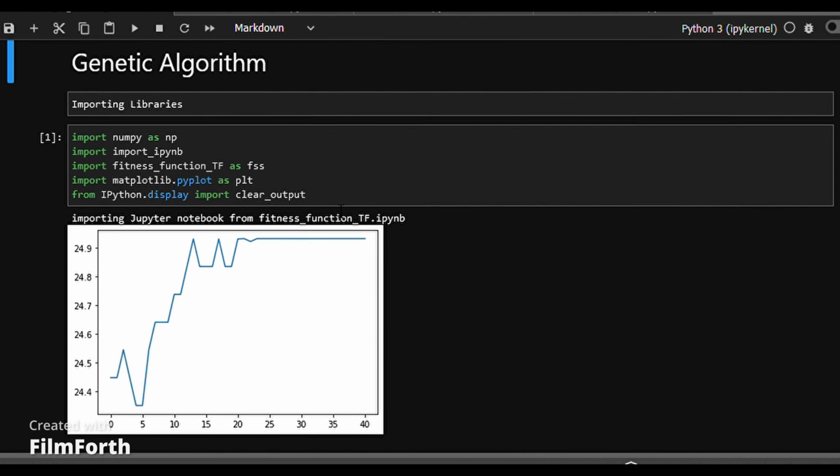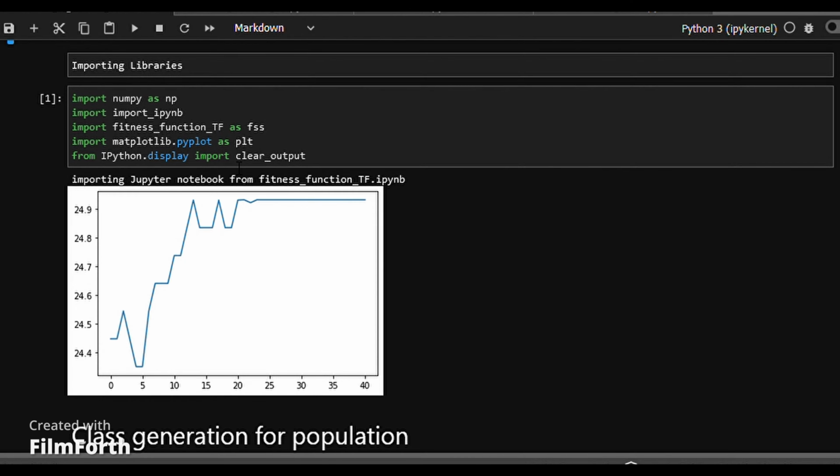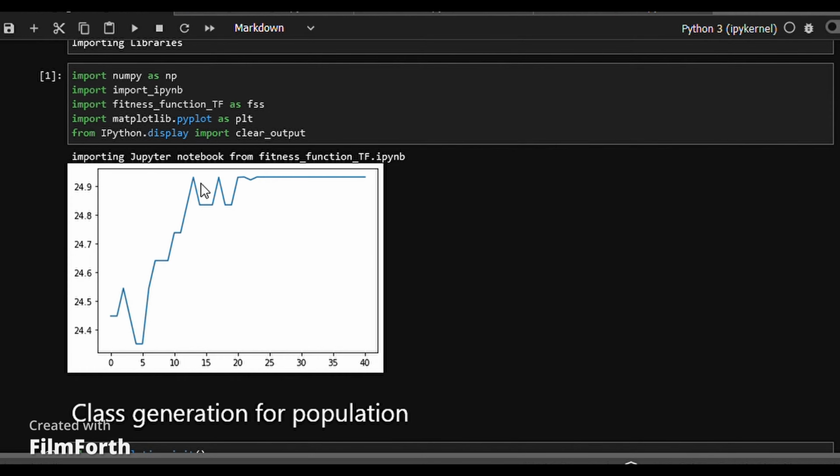Alright, this is the genetic algorithm. The first part is importing libraries: NumPy, and for the fitness function, the matplotlib, and IPython to clear the output, and only C1, the last one. Next, this is the graph of my database. My database is about the temperature of blood when put in a centrifuge.